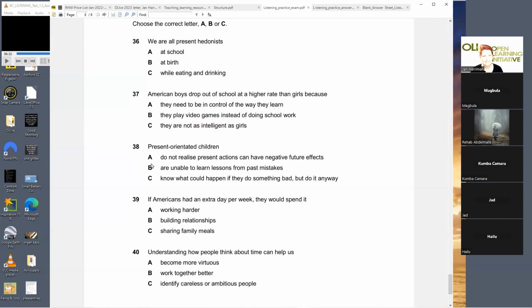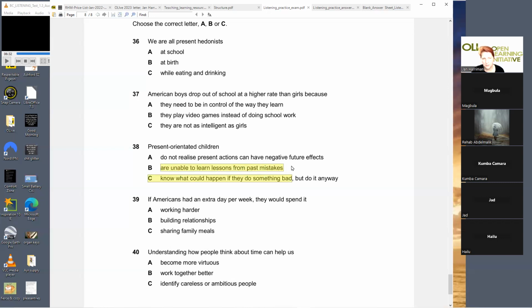All right. So present orientated children. Let's see. They do not realize that present actions can have negative effects on the future. So they can't predict what will happen in there.